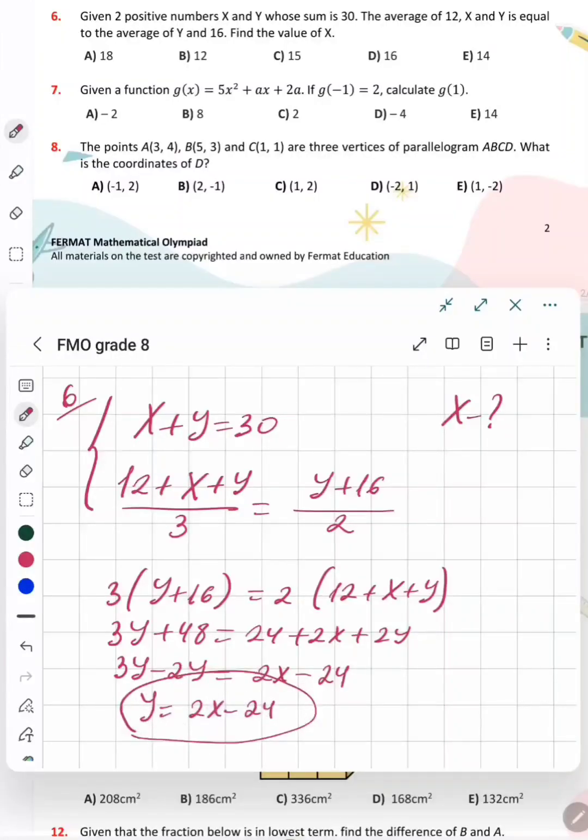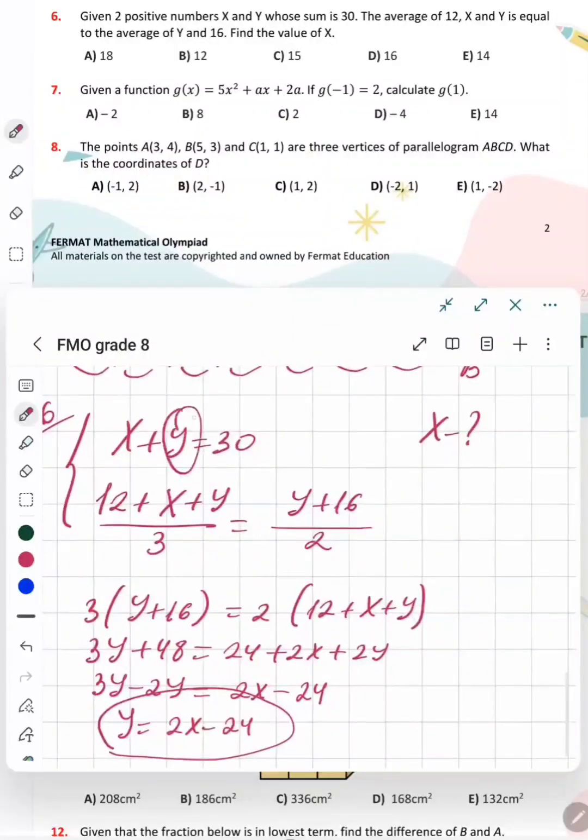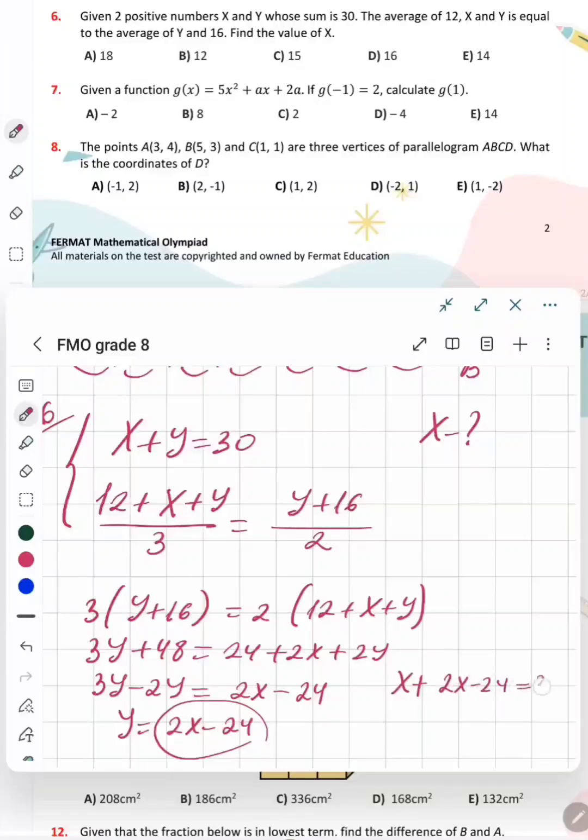Now we can just replace y, the expression of y here, in the first equation. So we can get x plus, remember y is 2x minus 24, equals 30. 3x equals 30 plus 24, which is 54. x equals 18. This will be our final answer. It's A. Answer A.